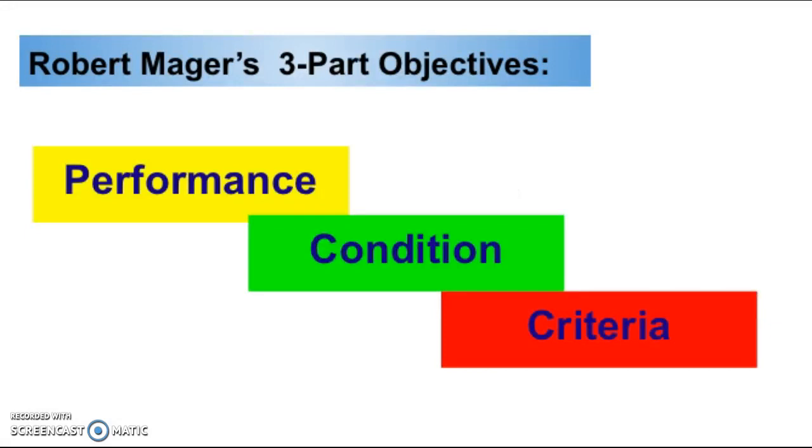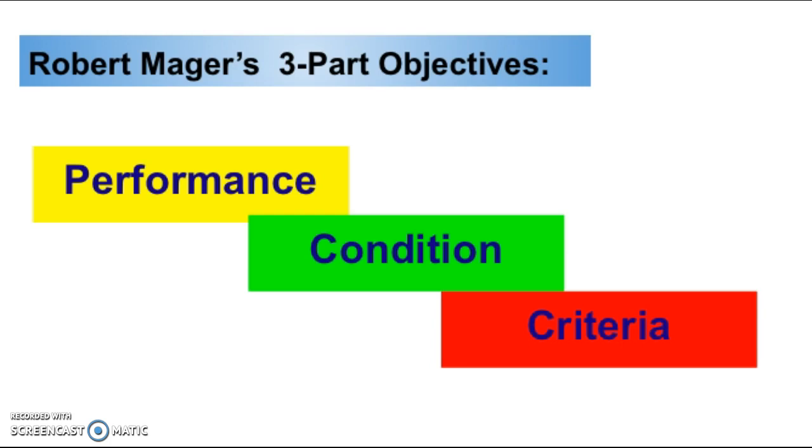We are going to use Robert Mager's three-part objectives for this course. These objectives, or Mager's objectives, give us guidance for how we should write our learning objectives of our students. And there are three parts. First, the performance. What will they be able to do? What will we see that proves the student has learned what we want them to learn? Next, the conditions. What are the conditions under which they will do this performance? In other words, what tools or supports will they have along the way? And finally, the criteria. What is the accepted level of performance?